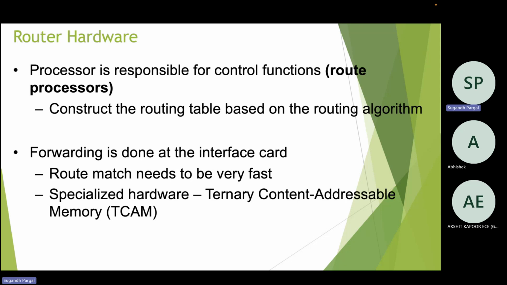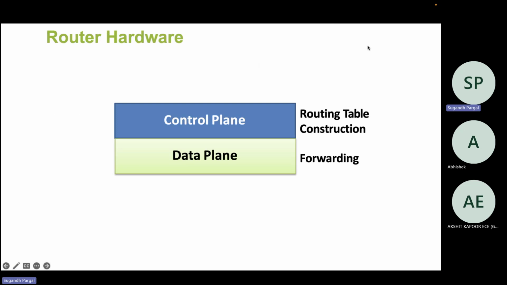So forwarding is done at the interface card. That is, it matches the route, and it needs to be very fast. So the specialized hardware which is used for this, that we have discussed in the previous lecture, is TCAM, which is ternary content addressable memory. So this is the router hardware. This is the control plane, which constructs the routing table based on the routing algorithm. And then we have the data plane, which does the forwarding part.